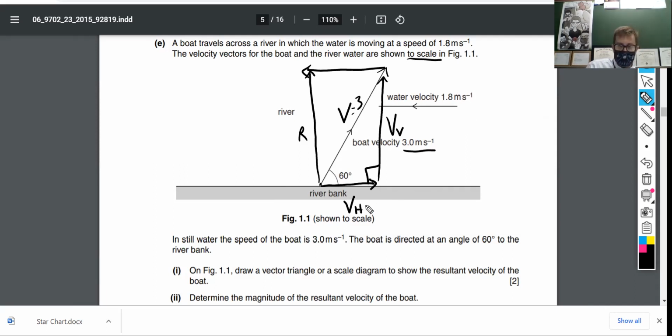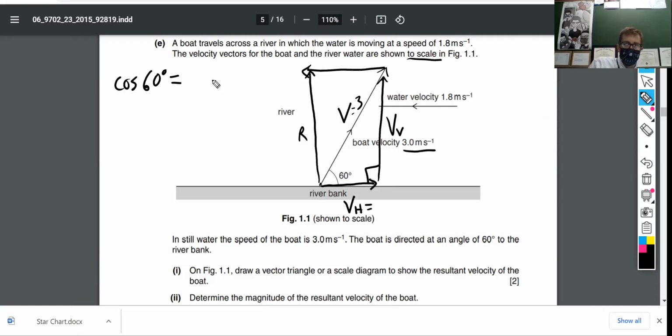If I want to know the value, how much of this 3 meters per second is going to the right if it goes up and to the right? How much of it is horizontal? Then I would realize that this side is adjacent to this angle. And I can remind myself that the cosine of some angle, in this case 60 degrees, is equal to a ratio of sides. It's equal to the adjacent over the hypotenuse.